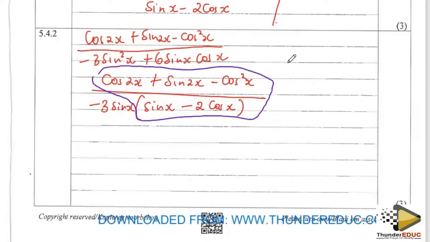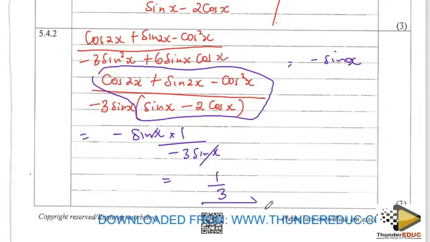Remember, this whole thing was the same as negative sine x. Okay, so I can replace this whole thing by sine x and then I multiply that up. So that's going to be negative sine x times 1 over negative 3 sine x. So this sine x is going to cancel that sine x, negative and negative, and I'm going to have just 1 over 3 as my answer.